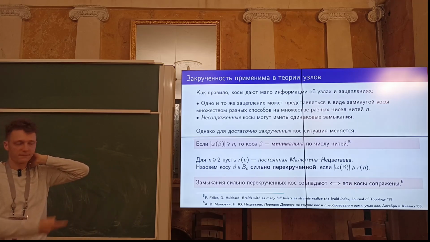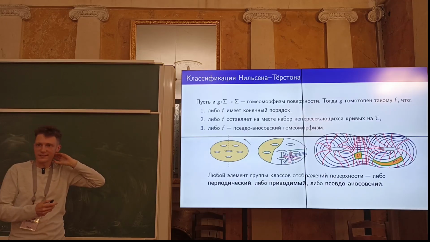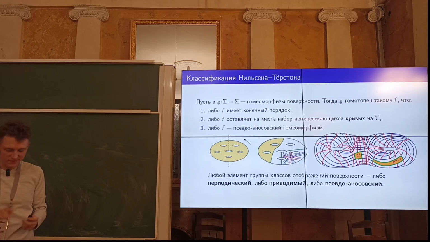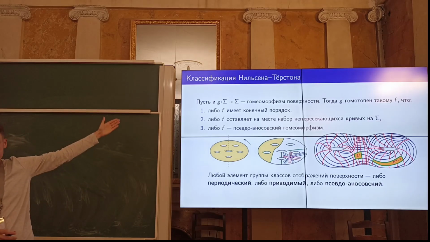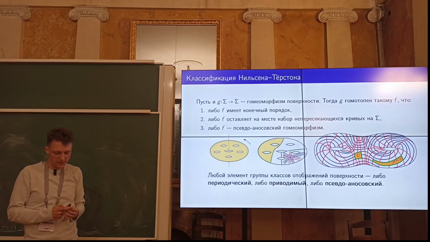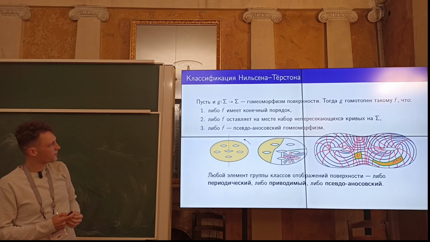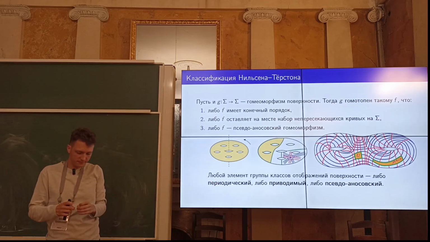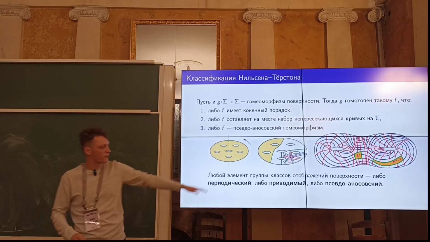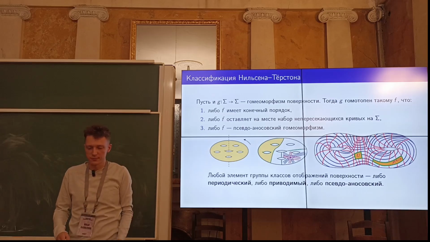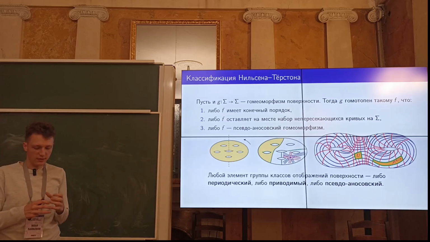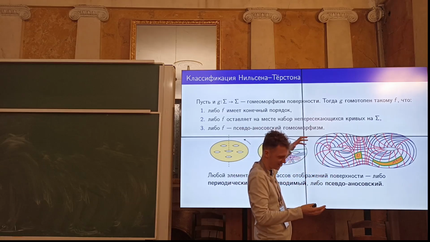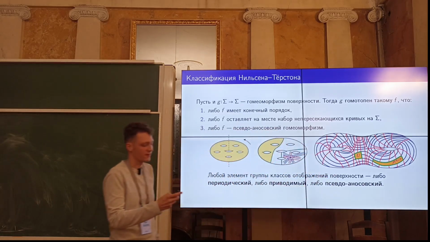And for the third category, I'll need to recall some geometric terms very briefly. First, I need the Nielsen-Thurston classification for surface homeomorphisms: every surface homeomorphism is either of finite order, periodic, or preserves a multi-curve, reducible, or is pseudo-Anosov. This means that it has a very rich structure and very interesting properties. It contracts in one direction and expands in another direction.